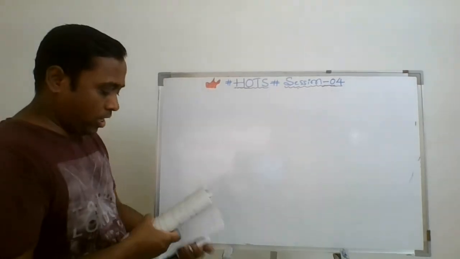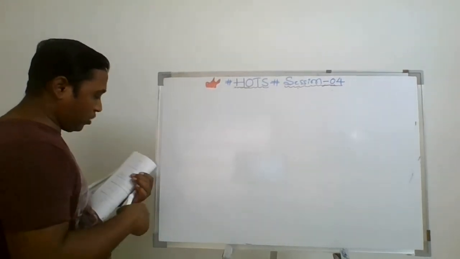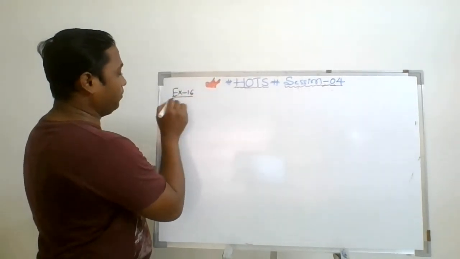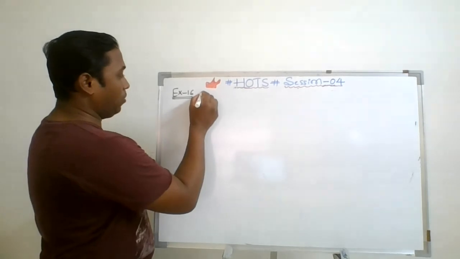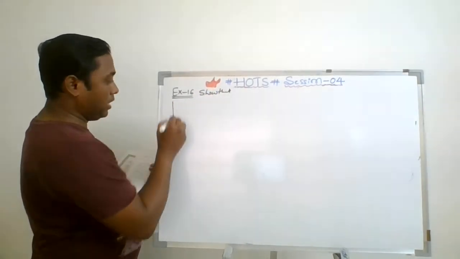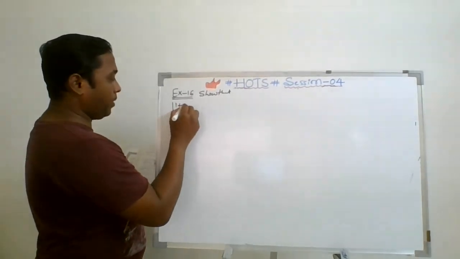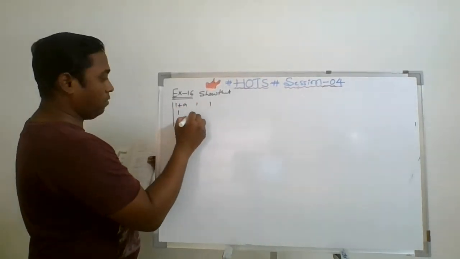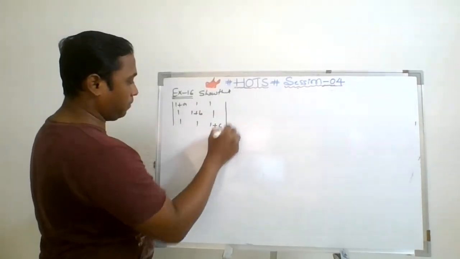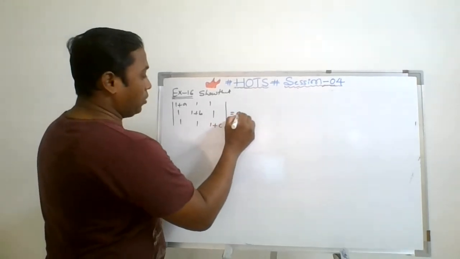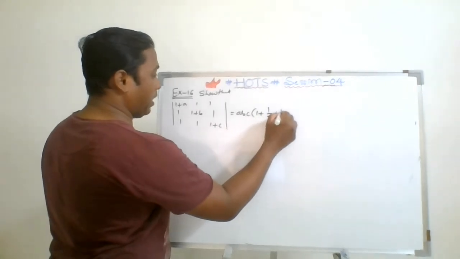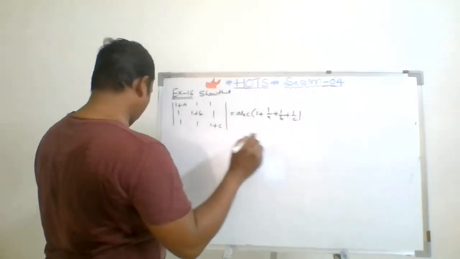Now I am taking a textbook question again. Example number 16 from the textbook. It is given: show that the determinant of 1 plus a, 1, 1; 1, 1 plus b, 1; 1, 1, 1 plus c is equal to ABC into 1 plus 1 by A plus 1 by B plus 1 by C.